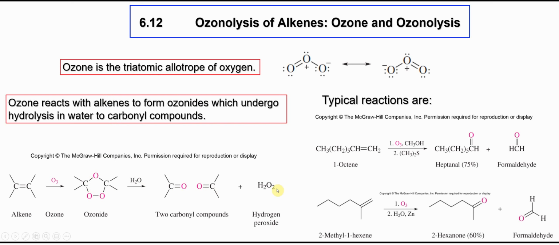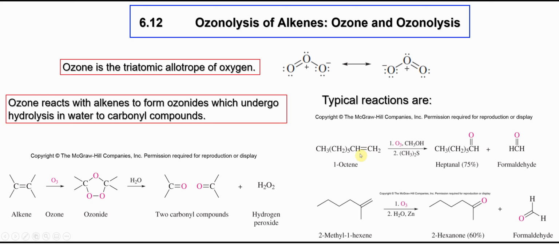A typical reaction, for example, if I have 8 carbons, I have 1-decene. What's going to happen if you apply ozone in the alcohol or solvent? What's going to happen? These carbon double bonds will break up.